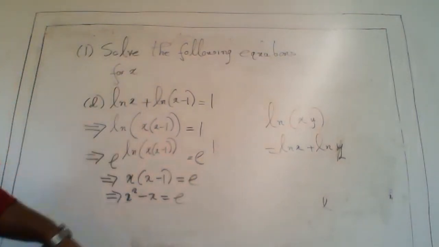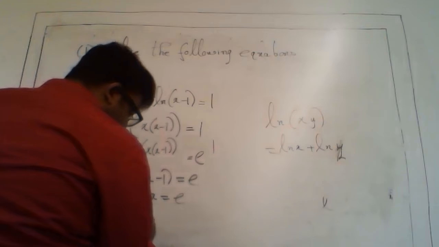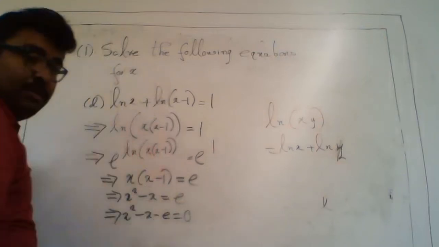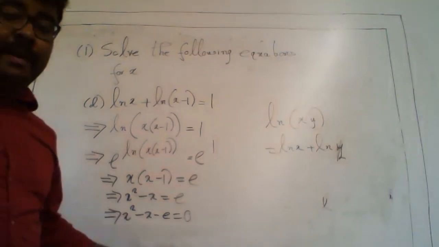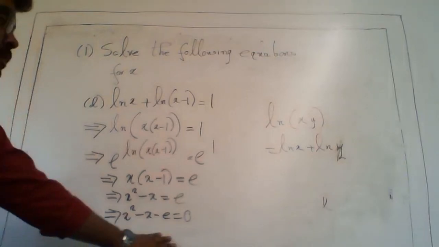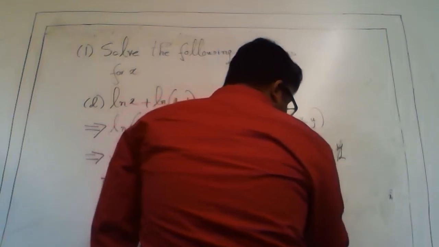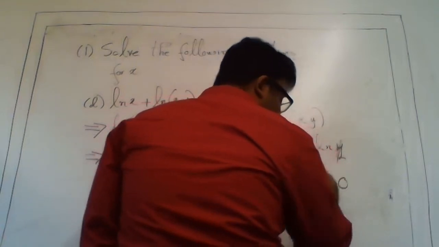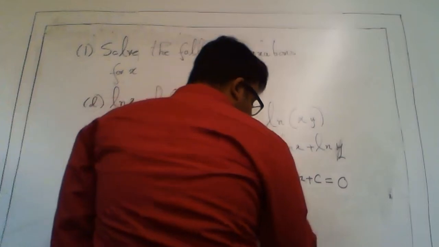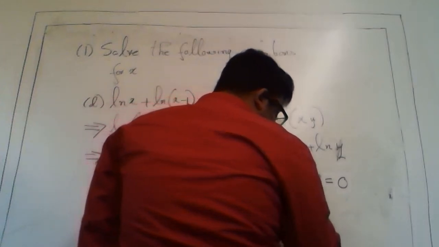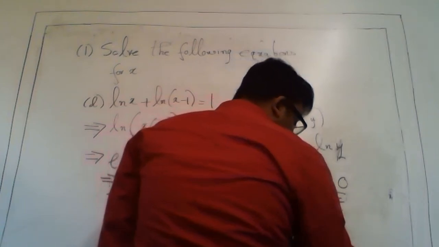So this is a quadratic equation. You can take e on one side. You can write this as x squared minus x minus e equal to 0. Now you need to solve this quadratic equation. I hope all of you know there is a very good formula by which you can solve any quadratic equation. Recall that if you have a quadratic equation of the form ax squared plus bx plus c equal to 0, the solution is given by this formula: x equals minus b plus minus square root of b squared minus 4ac, divided by 2a.